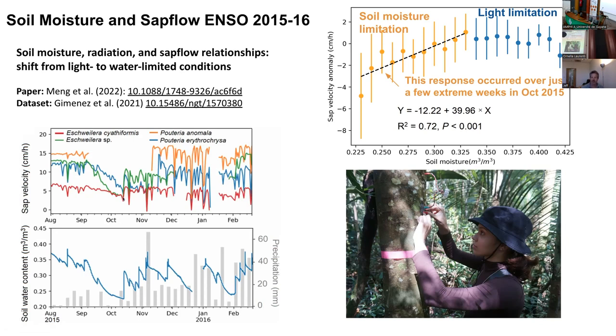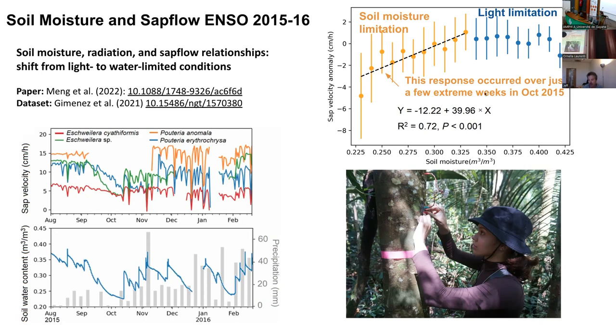So when we looked at the longer time series, shown here in the upper right, of soil moisture on the x-axis and sap velocity on the y-axis, you see these blue points here under this light limitation condition. This is typically what you see year after year in both the wet season and the dry season. It never gets dry enough so that soil moisture limits transpiration. Transpiration under these conditions is limited by light. And even during the dry season, there's sufficient soil moisture to drive continued transpiration throughout the dry season.